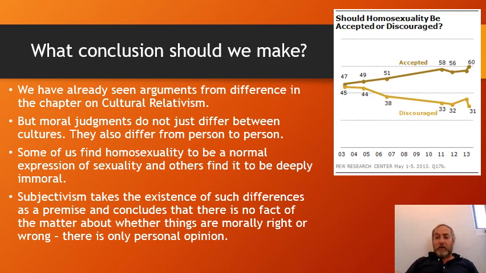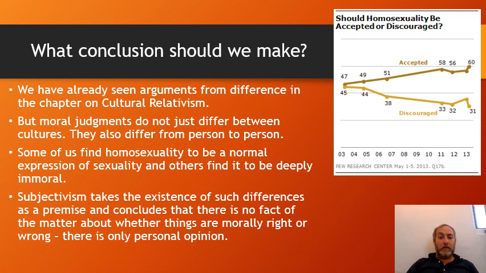Okay, so again, we have this empirical premise. Yes, different people have different attitudes towards the moral status of homosexuality. So, what conclusion can we draw from that sort of difference of opinion? Well, we've already seen arguments from difference in the chapter on cultural relativism, and we've critiqued those. We've seen them from culture to culture, and here we're seeing these differences even from person to person within the same culture. Some people find homosexuality to be just on the spectrum of normal expressions of sexuality, like there's just variety there, and others find it to be deeply immoral.